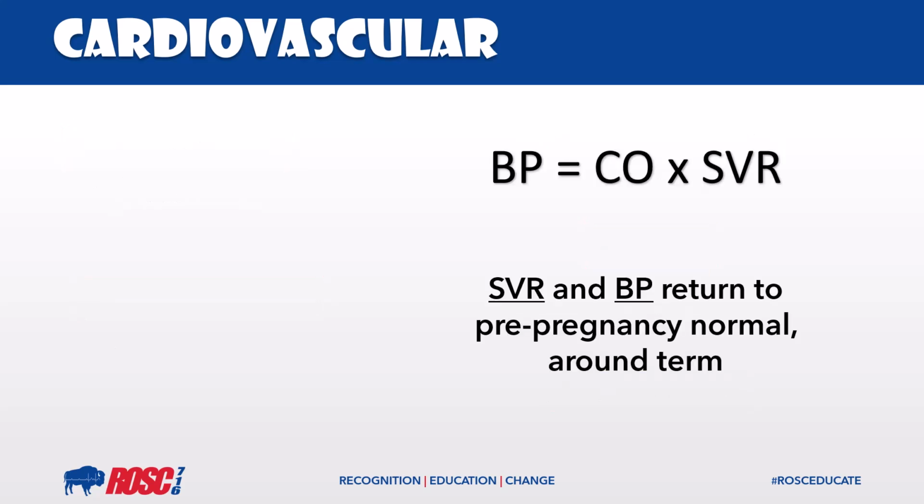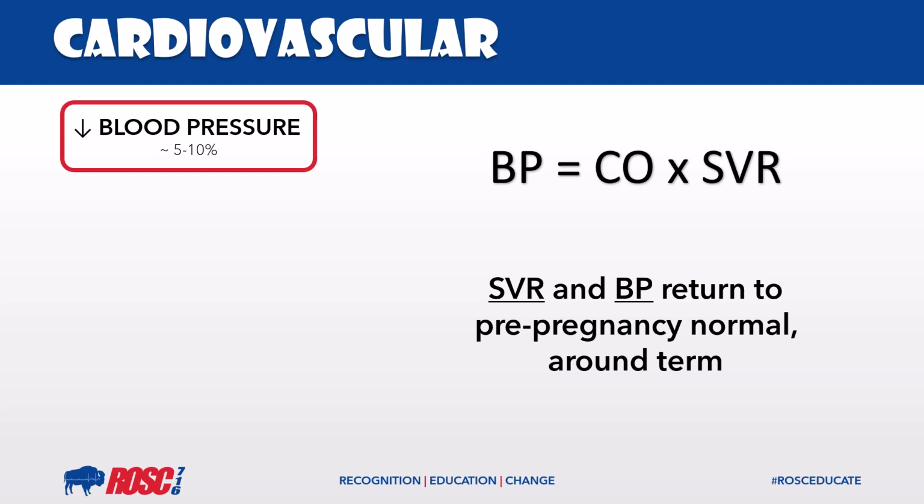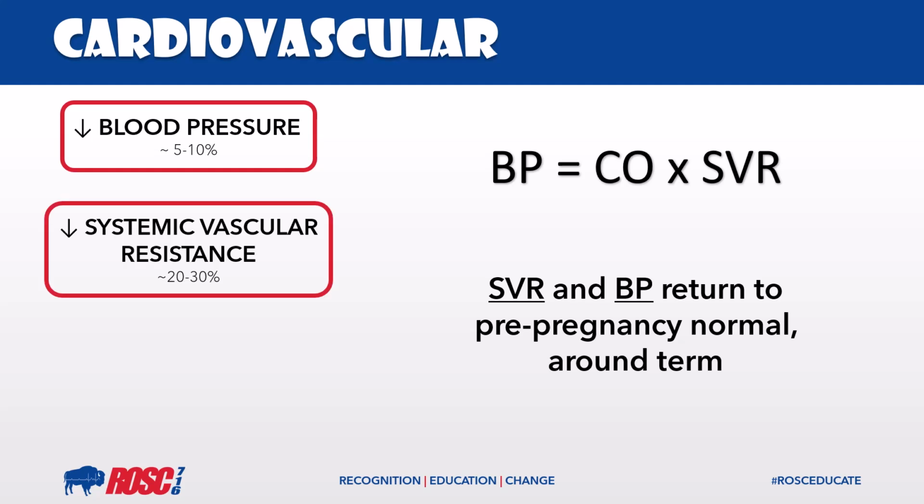Next is blood pressure. So blood pressure in pregnancy can actually decrease by 5 to 10%. Before exploring that further, let's remember that blood pressure is a result of cardiac output and SVR, systemic vascular resistance. With that said, systemic vascular resistance can be reduced by as much as 20 to 30%. And this is due to progesterone. High levels of progesterone during pregnancy, and progesterone causes vasodilatation.